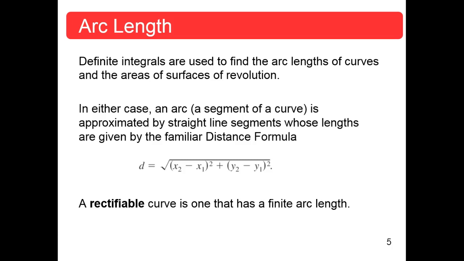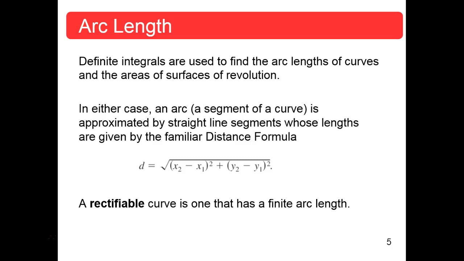If you have 2 points here and here, and you want the distance, you do this distance squared plus that distance squared, gives you that distance squared, and take the square root of that. Okay, good old Pythagorean theorem. Now, a rectifiable curve is one that has a finite arc length. In other words, a curve that goes to infinity probably isn't going to have a finite arc length because it keeps going. But one that has a finite arc length is called rectifiable.